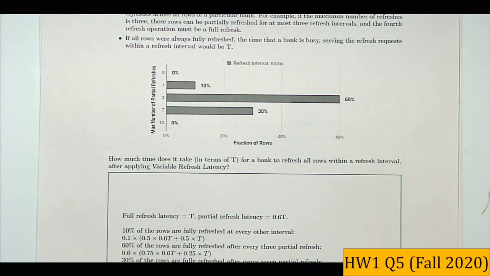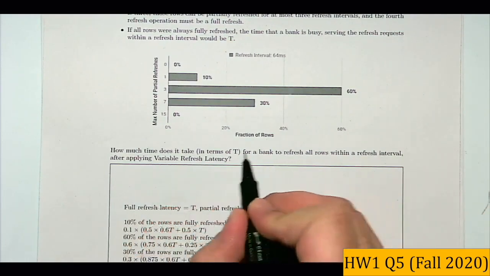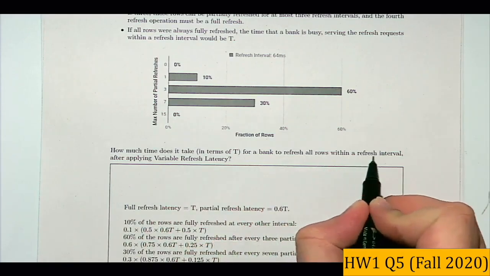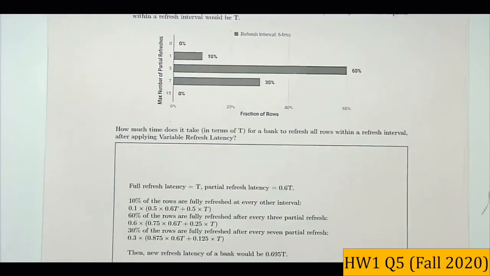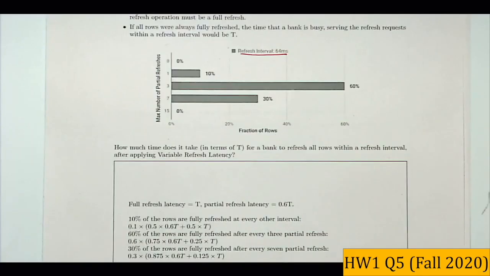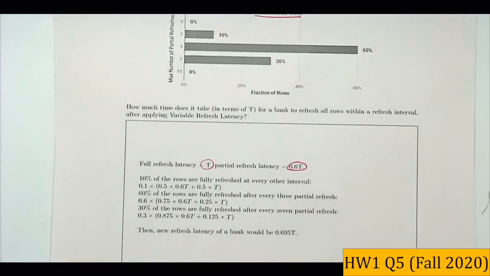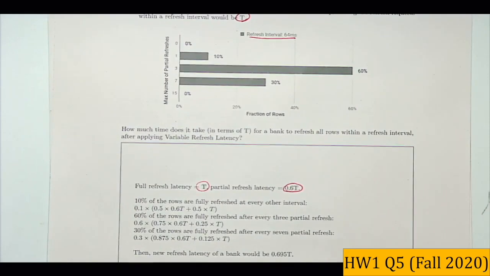And here, what we need to calculate is how much time it takes for a bank to refresh all rows within a refresh interval, right? Here, we only have one single refresh interval, which is 64 milliseconds. The full refresh latency is described as T, and the partial refresh is 0.60, 60% of that, right? Okay, so what we do here is actually just multiply and add them up.